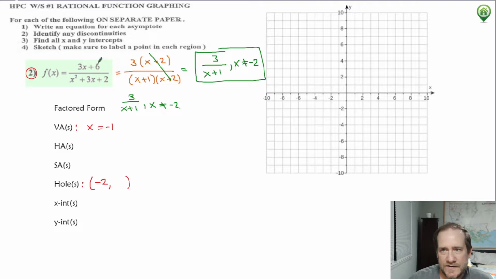So if I plug into the original function, I'll get division by 0. I'll be undefined. If I plug into this orange factored version, then I would still get division by 0 and be undefined. But if I plug into the green version, where I've actually canceled out the factor of x plus 2, then I can evaluate this and get a real output. So if I take the 3 over -2 plus 1, then I get 3 over -1, which is -3. And so that tells me that the y-coordinate of my hole is -3.